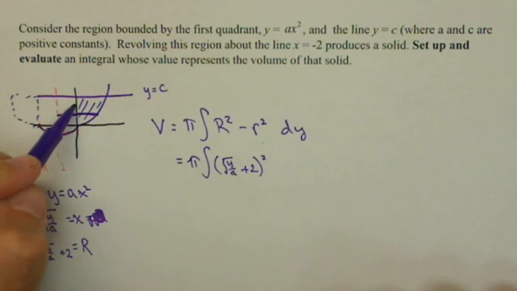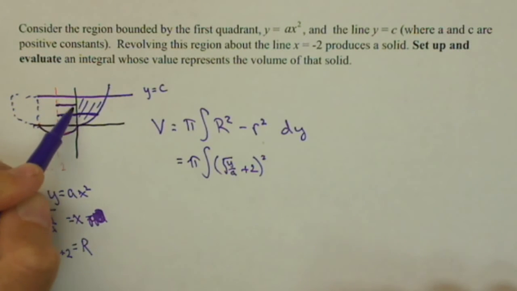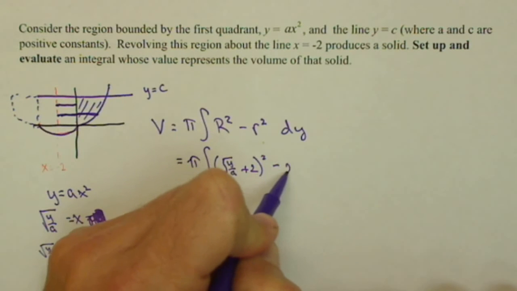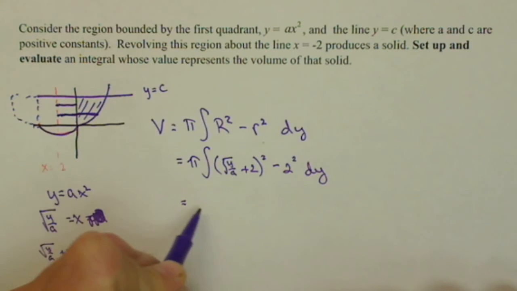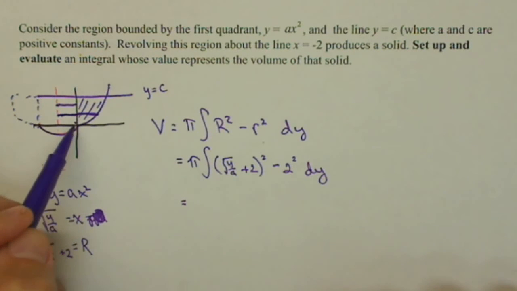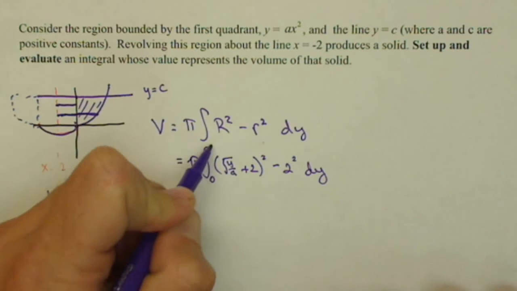Our little r is actually pretty simple because notice no matter where I write it, it's always the same length. It's just 2. So 2 squared, but we don't want to forget that guy. Okay, our limits, last thing, y is going to go from 0 up to this line, so up to c. So 0 to c.